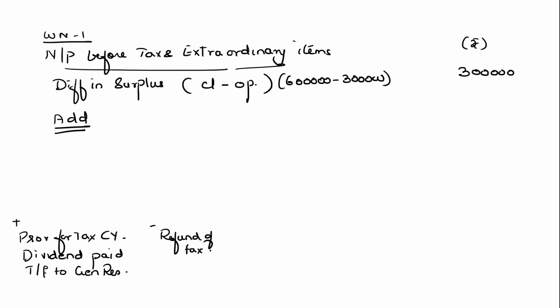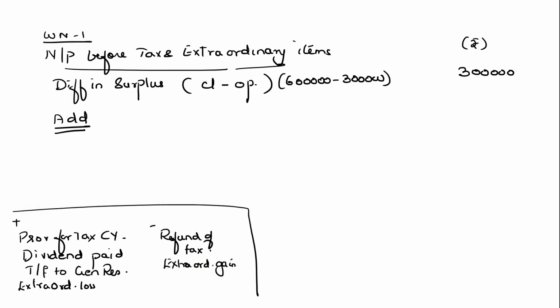If there are any extraordinary items of losses, then that is normally added, and if there is any extraordinary items of gain, that would be subtracted, because this is net profit before tax and extraordinary items. We are going to adjust that. So these are the common things which would come in this particular working note.